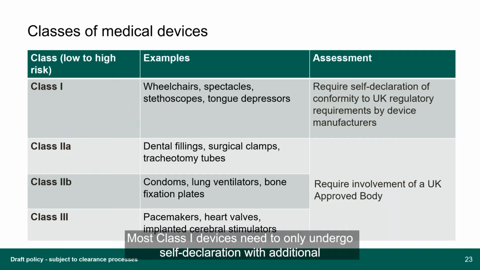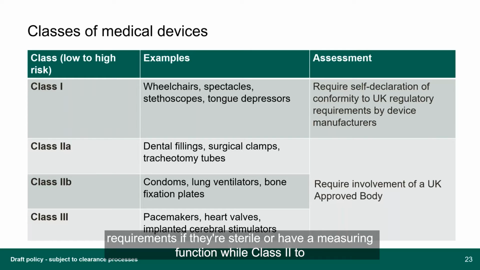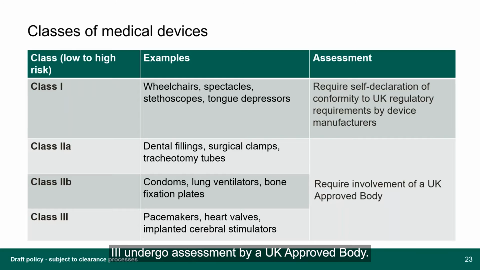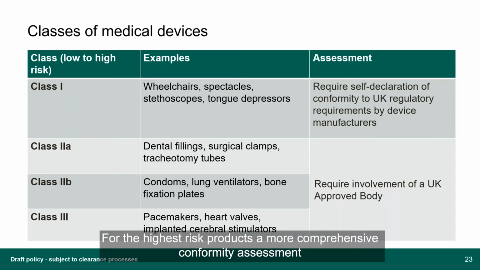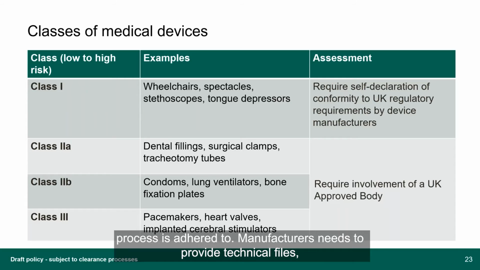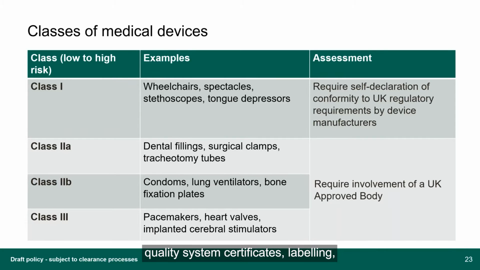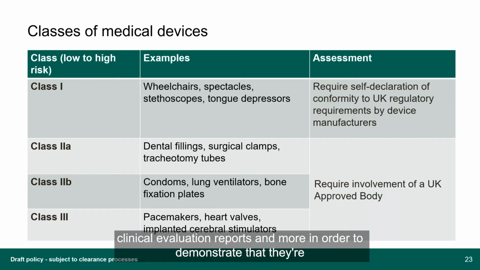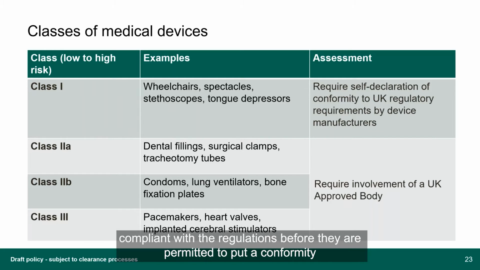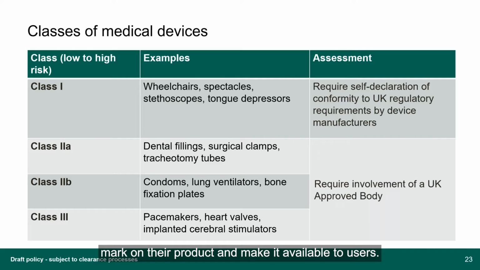Most Class 1 devices need only undergo self-declaration, with additional requirements if they're sterile or have a measuring function, while Class 2 to 3 undergo assessment by a UK-approved body. For the highest risk products, a more comprehensive conformity assessment process is adhered to. Manufacturers need to provide technical files, quality system certificates, labelling, clinical evaluation reports, and more in order to demonstrate that they're compliant with the regulations before they are permitted to put a conformity mark on their product and make it available to users.